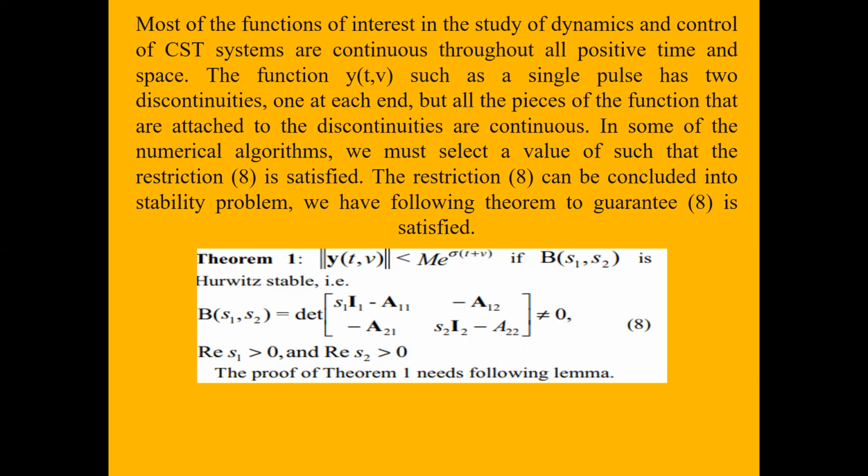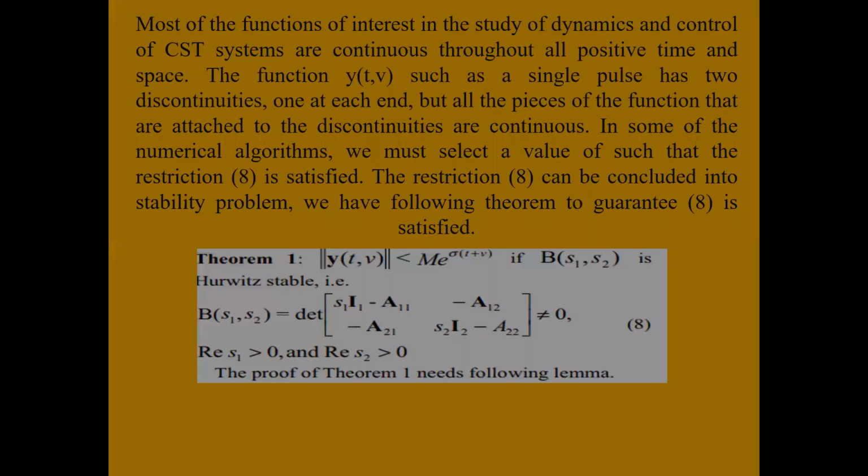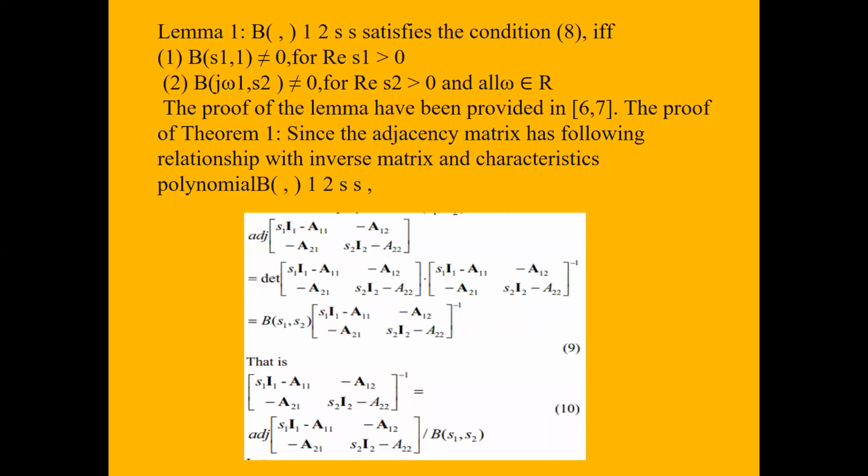The restriction here in equation 8 can be converted into a stability problem. We have the following theorem to guarantee that equation 8 is satisfied. So here is the theorem. Lemma 1. If B satisfies the condition 8, if B of S1 comma 1 is not equal to 0 for real part of S1 greater than 0, B of j omega 1 comma S2 is not equal to 0 for real part of S2 greater than 0, and all omega belongs to R.